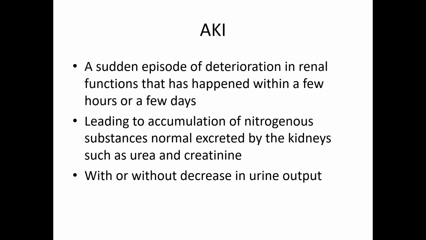But we have seen later on that not all patients with acute renal failure have decreased urine output. So they call it a non-oliguric kind of acute renal failure. The term oliguria is used when the urine output over 24 hours is less than 400 ml.